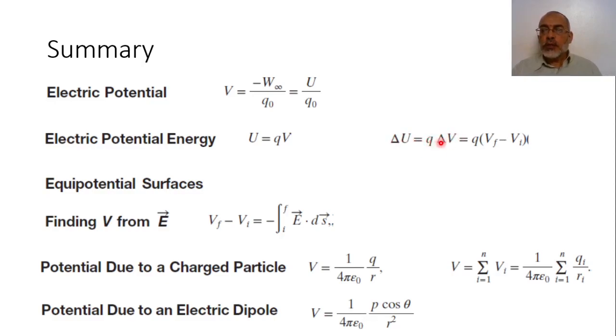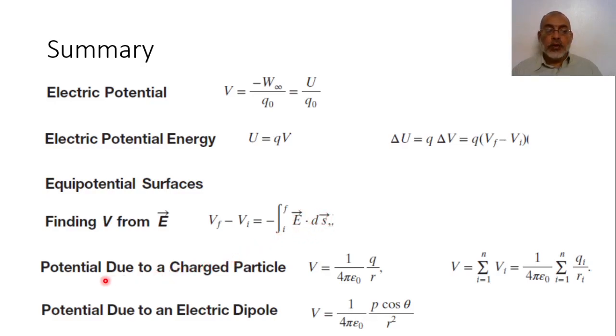Where delta V is the voltage at the final point minus the voltage at the initial point. We have introduced what is meant by equipotential surfaces, and we said that these equipotential surfaces are always normal to the direction of the electric field. We obtain the electric potential from the electric field as V final minus V initial equals minus the integration from the initial point to the final point of the dot product between the electric field and the displacement.